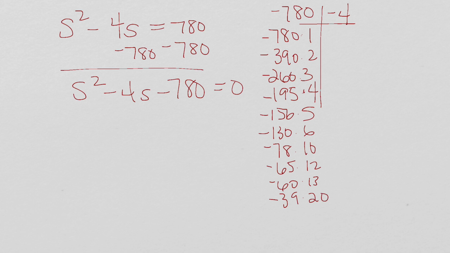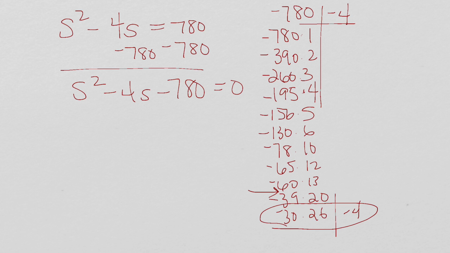So what's 780 divided by 21? Not divisible. 780 divided by 23. 780 divided by 24. 780 divided by 25. 780 divided by 26. Oh, 26 and 30. So it's negative 30 and 26. So, here I just started trying to get some numbers that were closer together. And this is the pair I want right here. This gives me a negative 4 when I add them together.